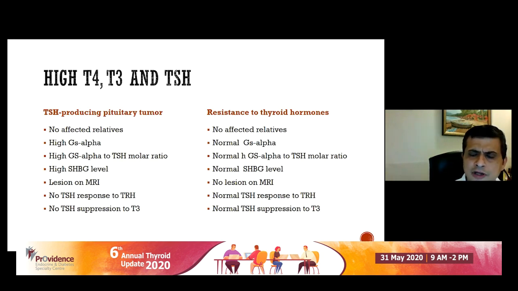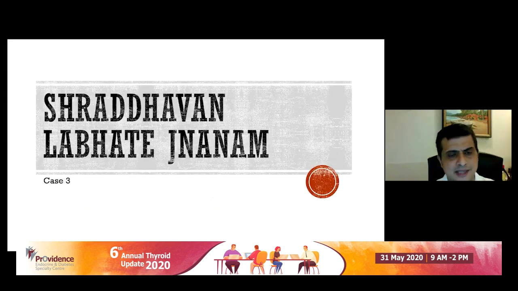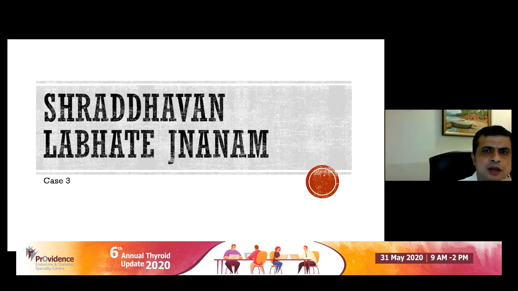So it is not needed that everybody should have a workup with MRI for a TSH producing tumor or all these complicated tests for resistance to thyroid hormones. And that was my second point, Shraddhavan Labhate Jnanam, which means focus on the case, and small clues may give you gyan as to what's happening. For example, the slight goiter, slight pain in the neck, the history of oral contraceptive use, that could have helped pick up that this was simply a thyroiditis with high T4 due to oral contraceptive use, which is not always possible in a busy OPD. And that's why we are discussing these cases.